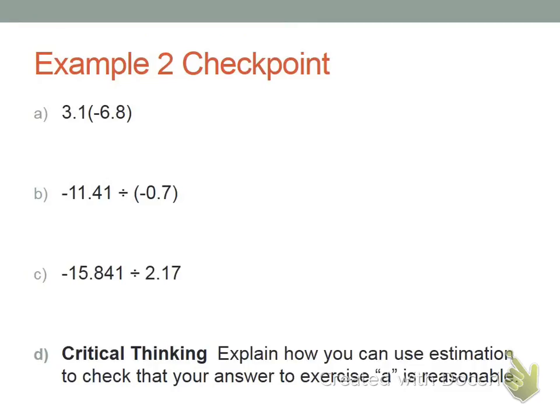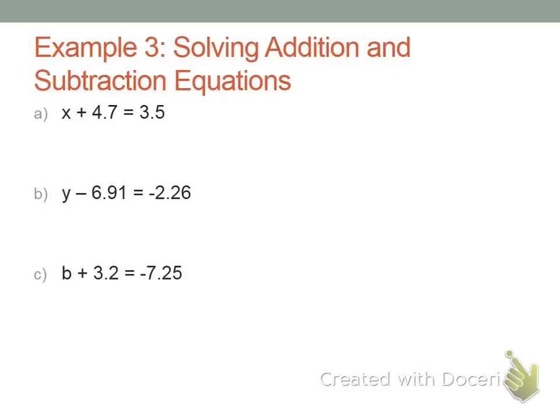Now we get to example 3. This is what you'll see on a quiz or a test: solving addition and subtraction equations. Remember, I solve for the side that has the variable, and I need to get the variable by itself. So how can I get rid of positive 4 7/10? I need to do the opposite. I need to subtract, and we need to show that step. You must show this step in order to get full credit.